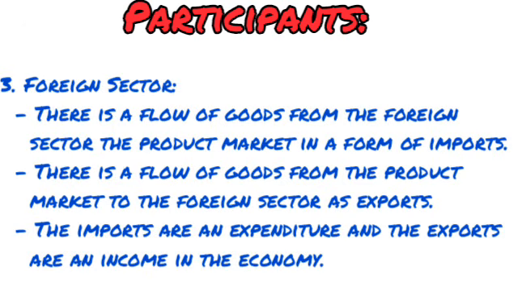So how do we describe our foreign sector? We say there is a flow of goods and services from the foreign sector, which is other foreign countries, to our product market. So when they get into the country, they get into the goods market or the product market, and because they are coming from other countries to our country, we call them imports. And then there is a flow of goods and services from the product market to the foreign sector as exports, and then the imports are an expenditure and the exports are an income in the economy of our country. So we make money from exports, but we spend on imports.